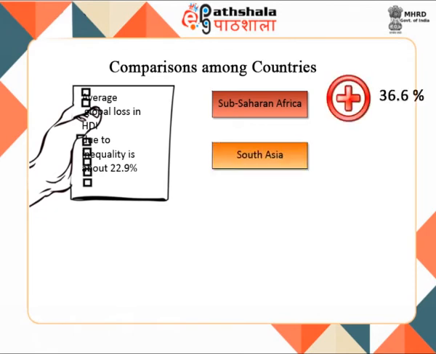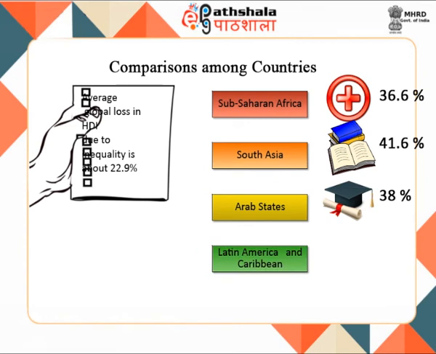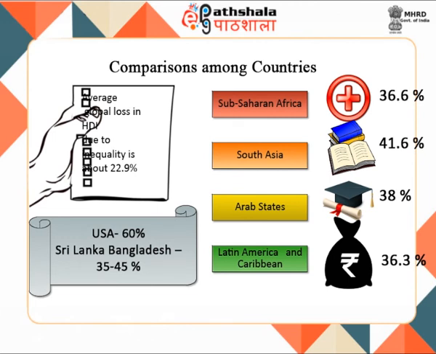36.6%, while South Asia has the highest inequality in education, 41.6%. The region of Arab states also has high inequality in education, 38%. Latin America and the Caribbean suffers the largest inequality in income, 36.3%. In general, the various gender related indices show that about 60% of women in the USA are engaged in economic activities, whereas in India, Sri Lanka, and Bangladesh, this figure is between 35 and 45%.